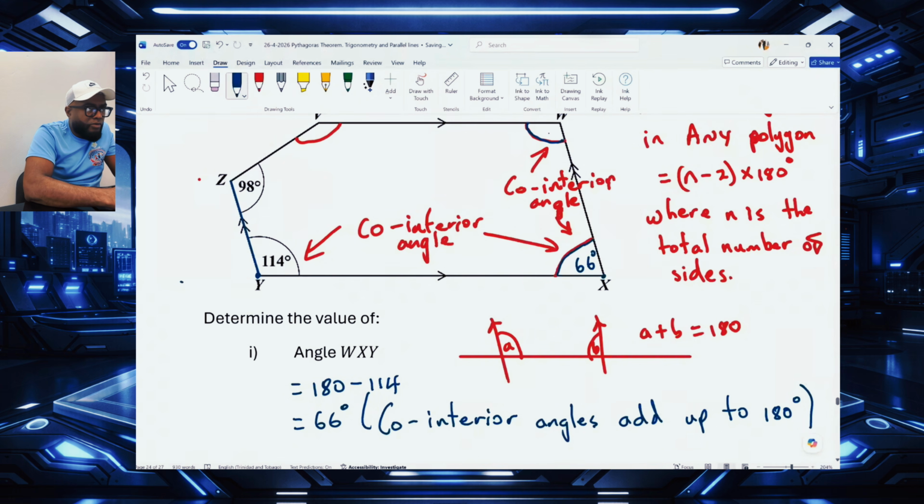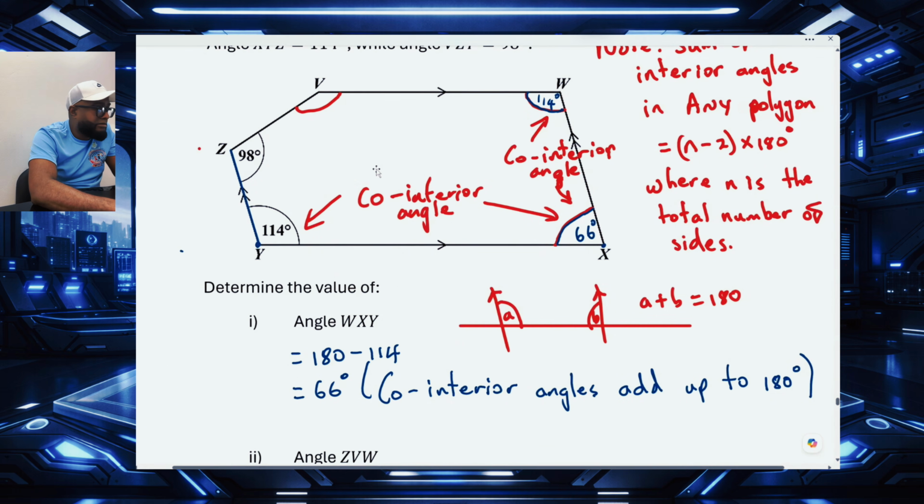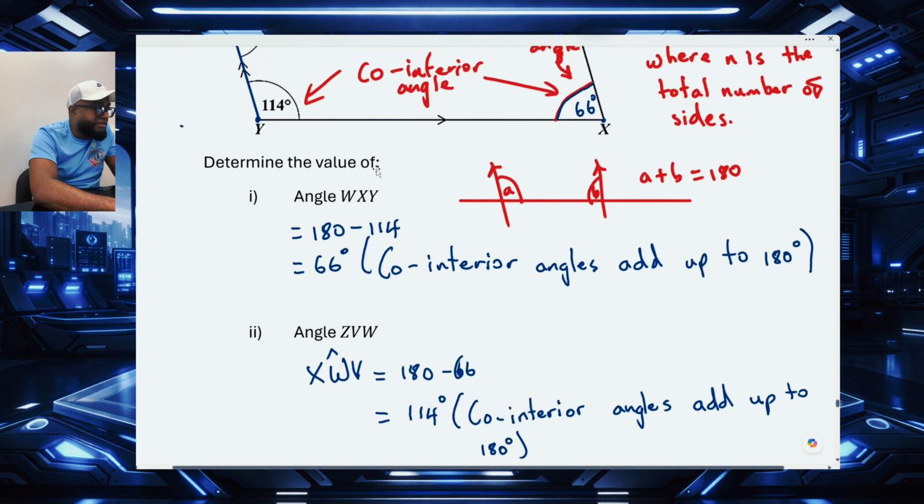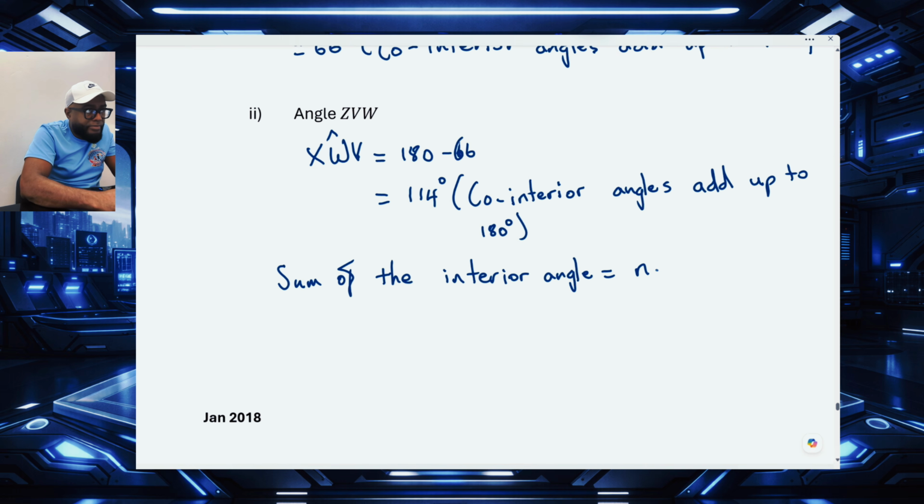We found here to be 114 degrees, right? So I gave you all a rule to the right there. I said the sum of the interior angles will be n minus 2 multiplied by 180. So the sum of the interior angles, I'm going to put that here, meaning the angles on the inside.